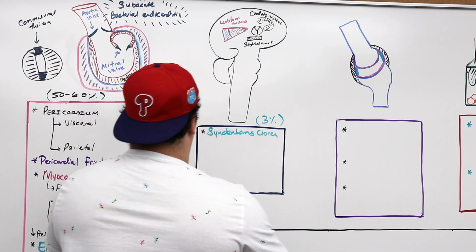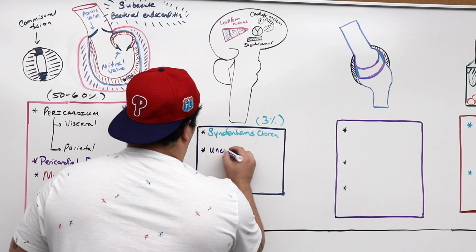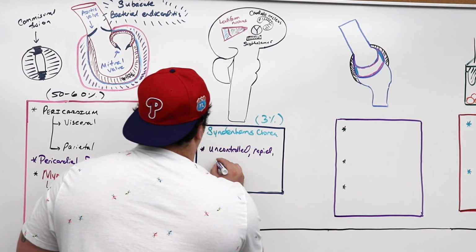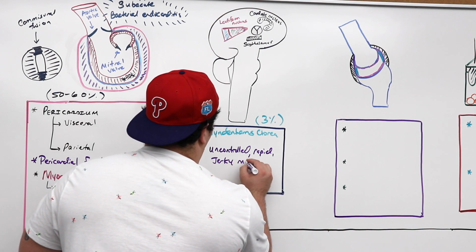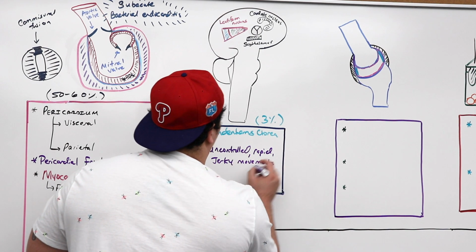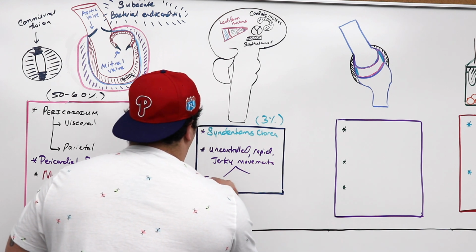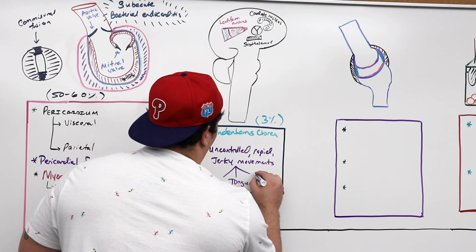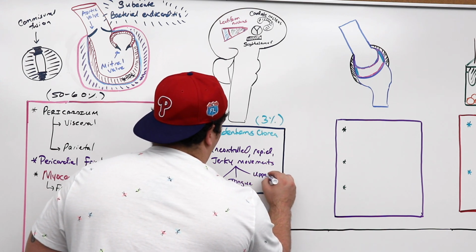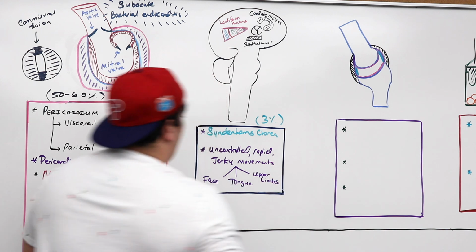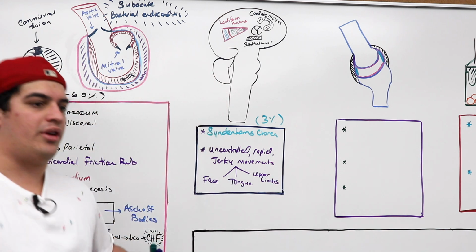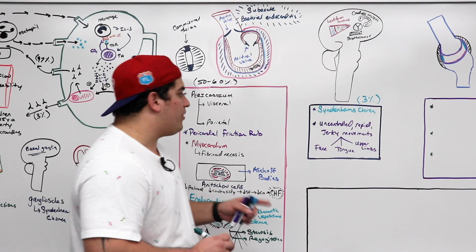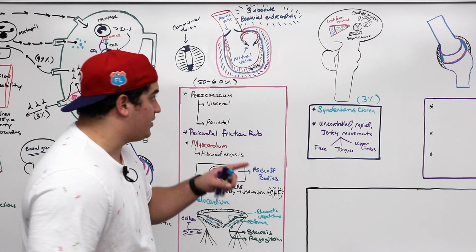Let's write this down here. Uncontrolled, rapid, jerky movements in particular areas of the body. One is the face, also the tongue, and the upper limbs. Okay, so it's going to produce these uncontrolled, jerky, rapid movements of the upper limbs, the tongue, and the face.